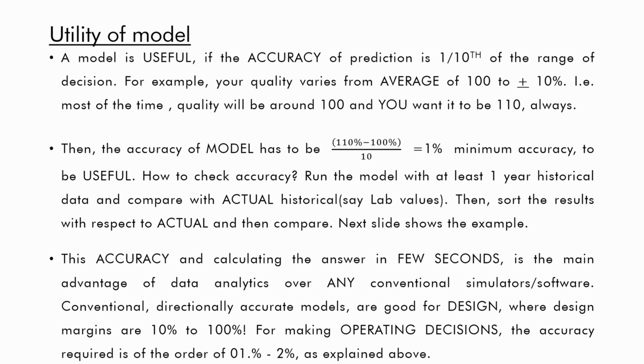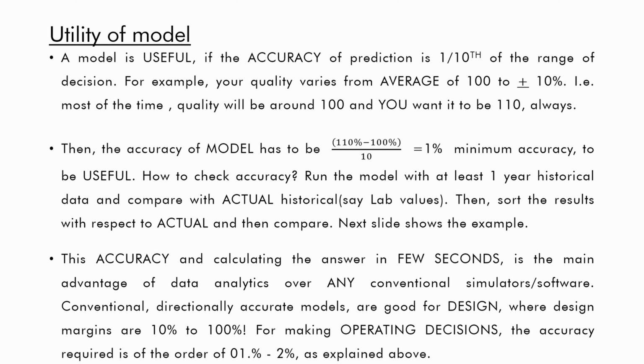That is where you want to take some action. So the accuracy of the model has to be 110 minus 100 divided by 10, which is 1%. So that's the minimum accuracy the model should have to be useful.